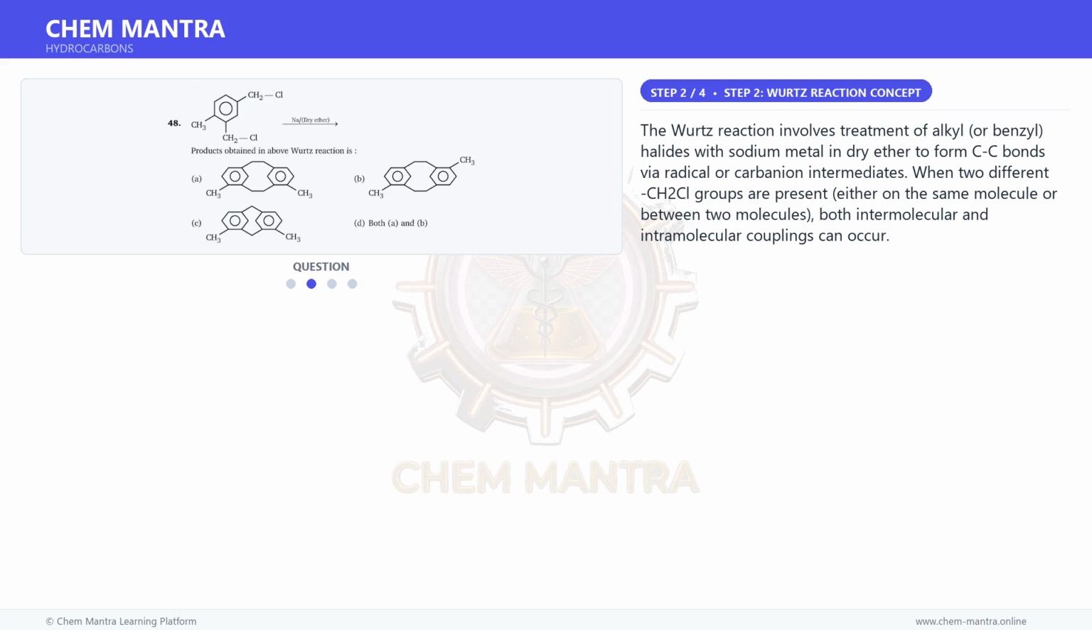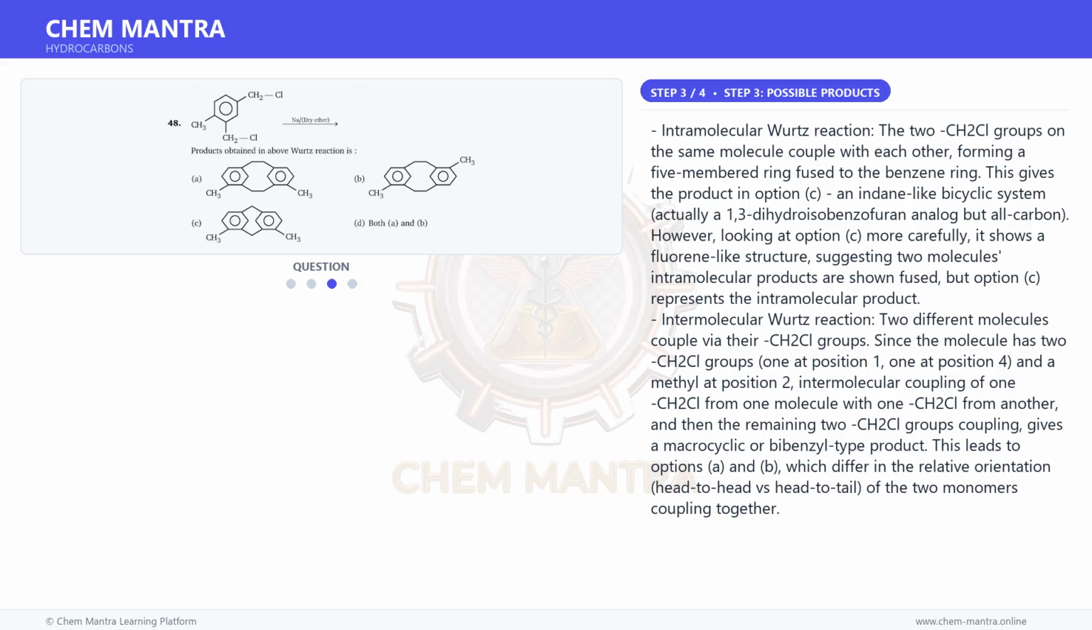The Wurtz reaction involves treatment of alkyl or benzyl halides with sodium metal in dry ether to form C-C bonds via radical or carbanion intermediates. When two CH2Cl groups are present, either on the same molecule or between two molecules, both intermolecular and intramolecular couplings can occur. Moving on to the next step.